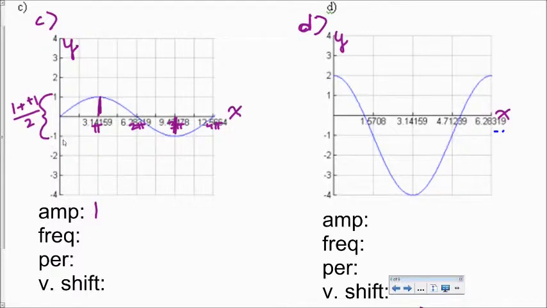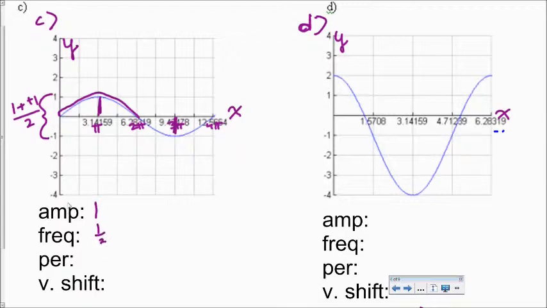Next I'm going to look at the frequency. Now we said frequency is defined as how many cycles we complete within a 2 pi interval. I'm just going to follow this graph along until I get to 2 pi. Well, it looks like it hasn't completed one full cycle of sine yet. So my question is, how many cycles has it completed? And it looks like it's only completed half a wave. So the frequency is half.